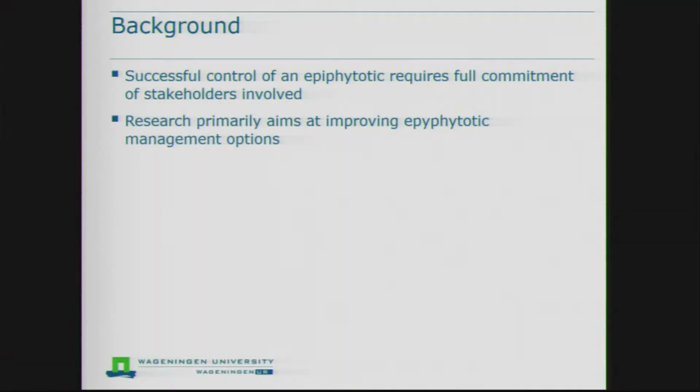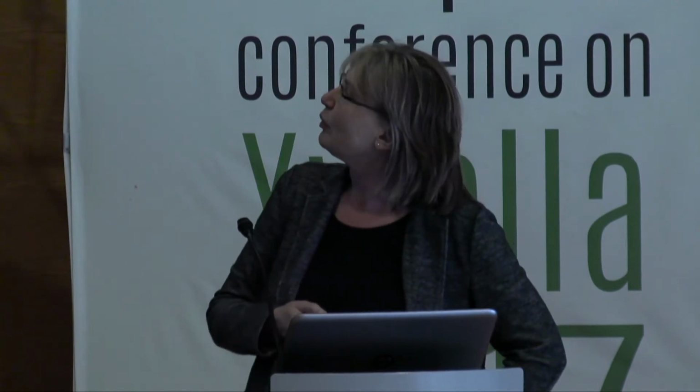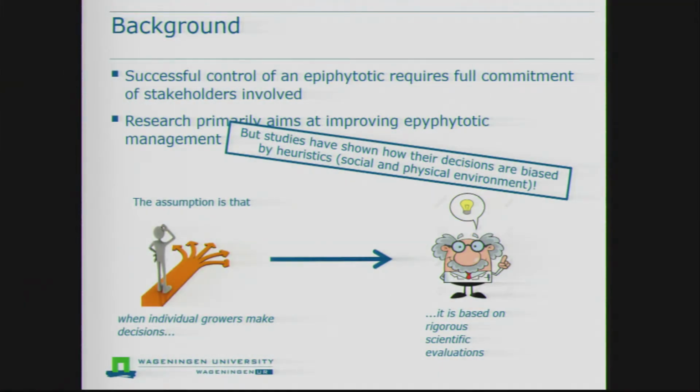In general, a successful control of an epiphytotic, like the occurrence of Xylella in the southern part of Italy, requires full commitment of the stakeholders involved to contain and to control it. In general, research primarily aims at improving the epiphytotic management options, thereby neglecting the actual uptake of these measures in the field. Disease control plans as such assume that the individual growers make their decisions with respect to control based on the same rigorous scientific evaluations. Studies have shown that their decisions are biased by heuristics, by their own beliefs with respect to the developed measures as such. In that sense, that assumption is not valid.